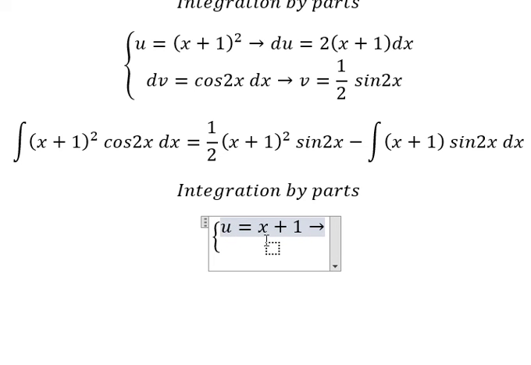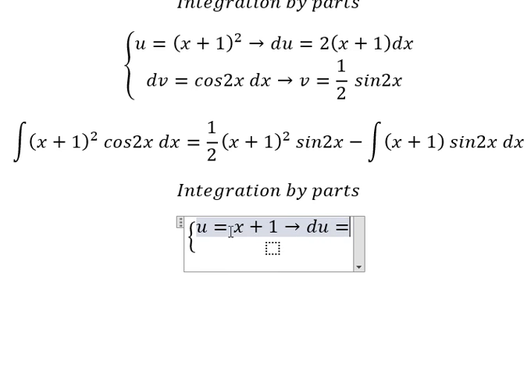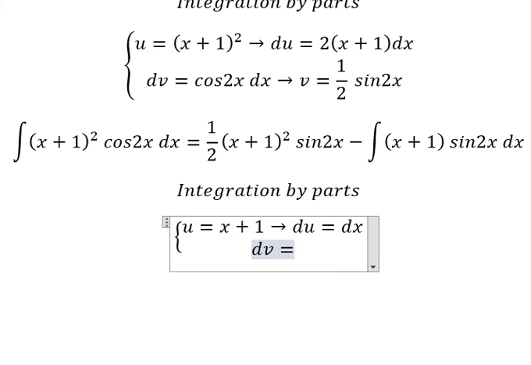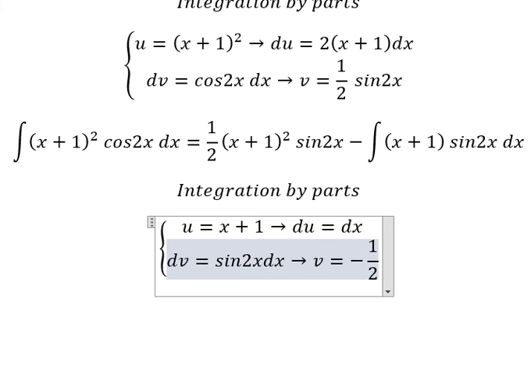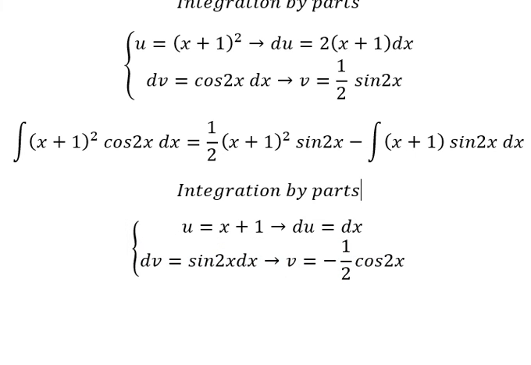Later, we do the first derivative for both sides. First derivative of x, you get number 1. First derivative of number 1, you get 0, because this is a constant. And you have dx. dv, we have sine 2x dx. The integration of this one, we have negative 1 over 2 cosine 2x.